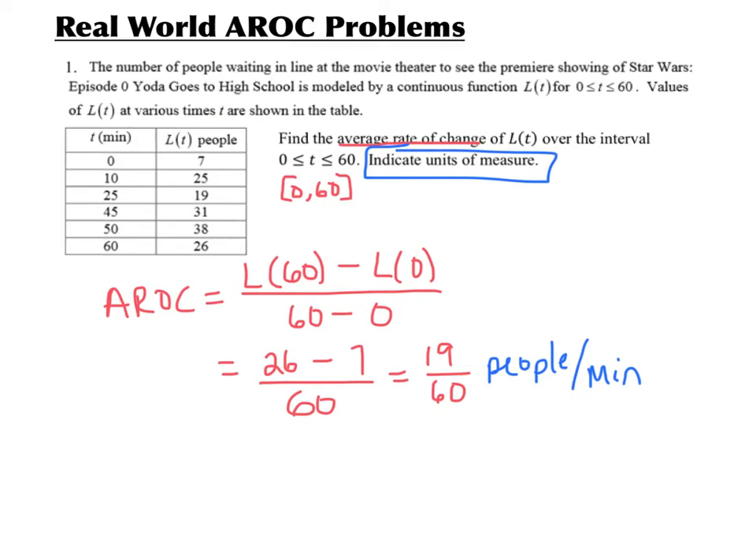So this tells us that every minute the line is increasing by approximately 19 over 60, which is approximately a third of a person. So every minute it's increasing by a third of a person. Or the way that we would really think about that is every 3 minutes another person gets in line, approximately. All right, let's take a look at the next one.